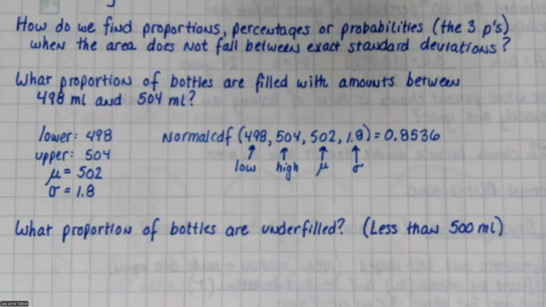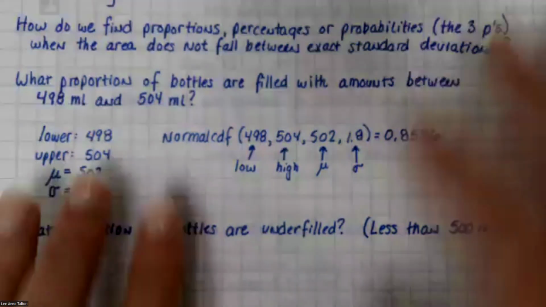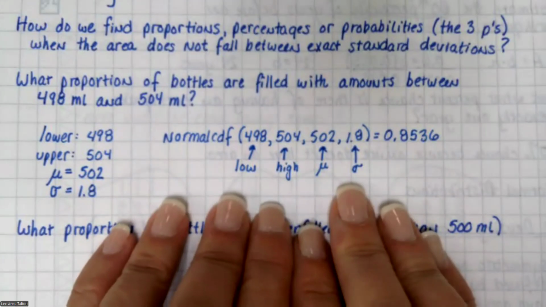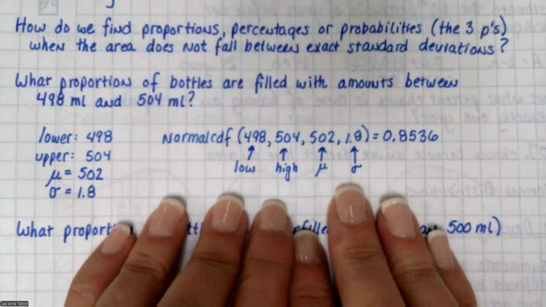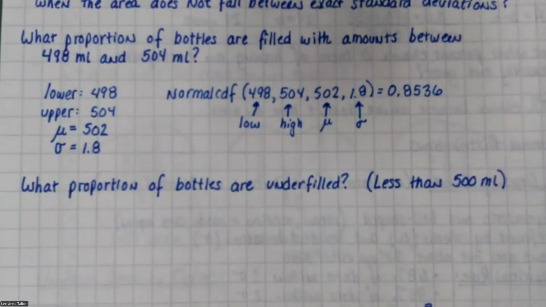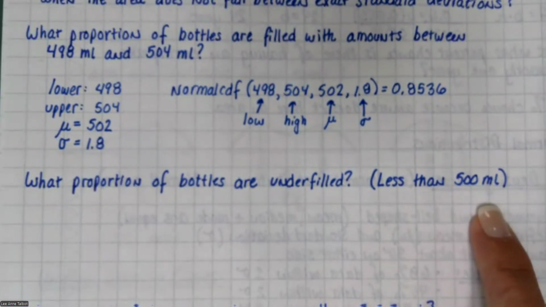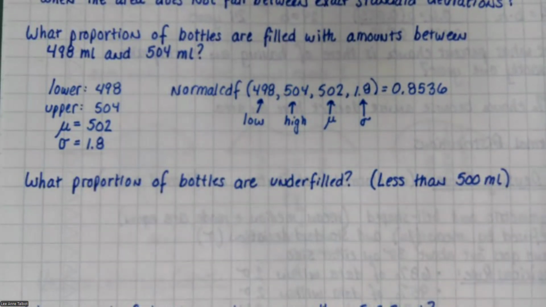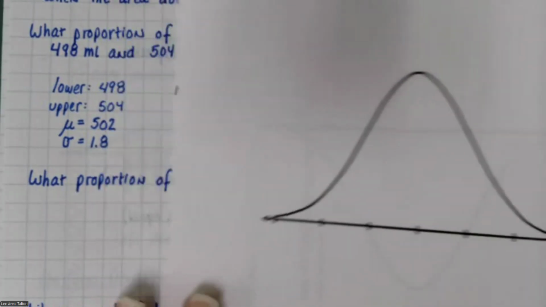Okay. Now we're going to start to do some variations on that. So that's easy. That's like, if you're playing a video game, that's level 1. Okay, now we're going to do this guy. What proportion of bottles are underfilled? Underfilled is less than 500 according to the word problem that we cut out and put in. So we're going to take one of these.